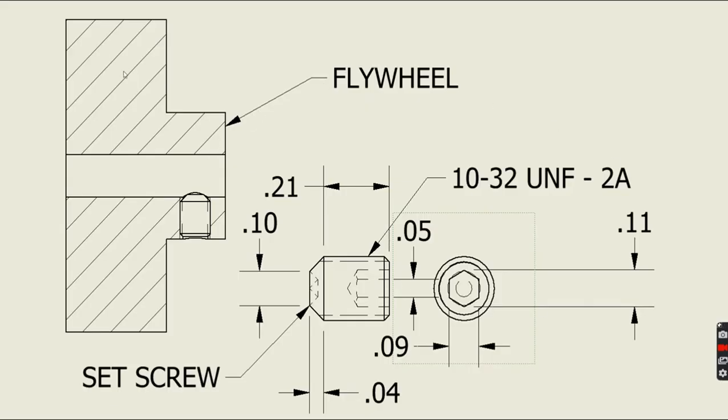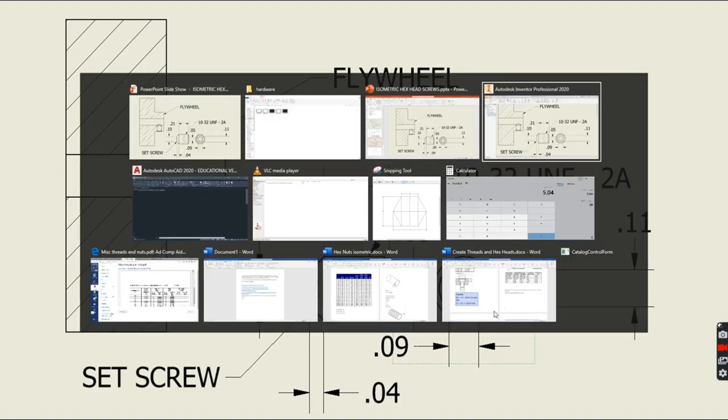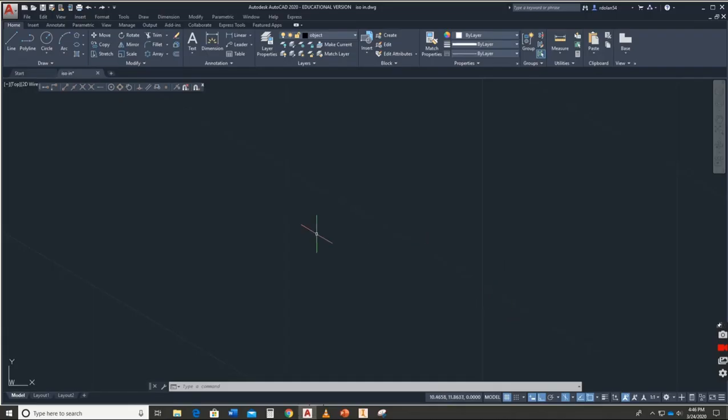Okay, here is the flywheel, here's the set screw right here, and here are the dimensions for the set screw. You can take a screen capture of that if you'd like. I also put the dimensions of the hexagon there because we're going to need that. Alright, so we're going to go into AutoCAD and open up an inch drawing.